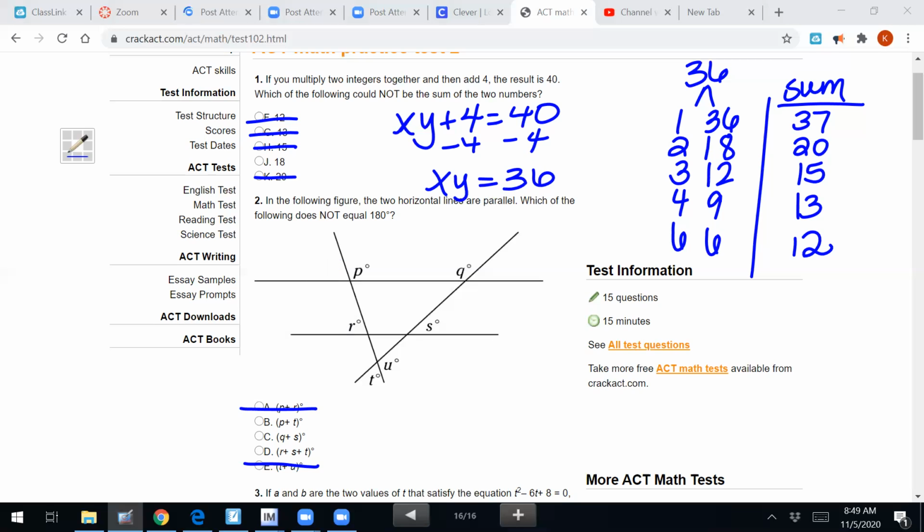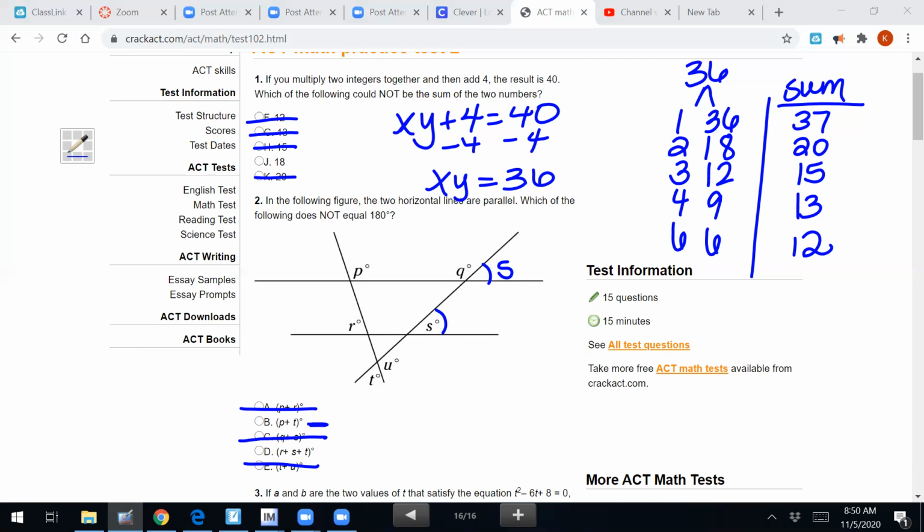P and T. Okay, T's down here. So this would be P. I'm thinking that might be our answer. P and T don't really have a relationship. I can't really figure out how we would get them together. So that one might be it. We'll come back to it. Q and S. There's Q, there's S. So again, this angle and this angle are going to be corresponding. So this is the same as S. Those two would be a linear pair. Linear pairs equal 180.